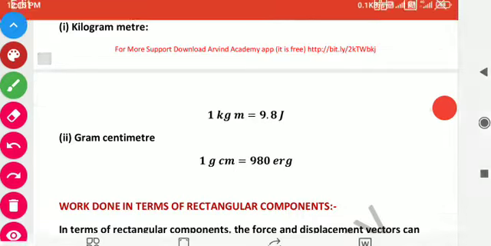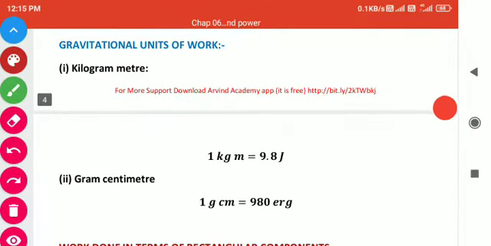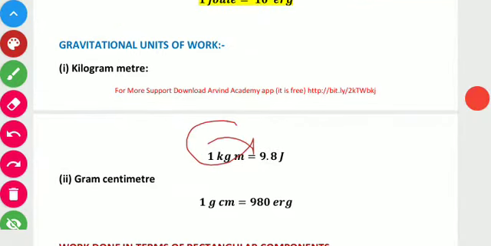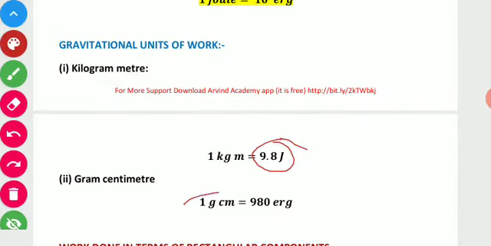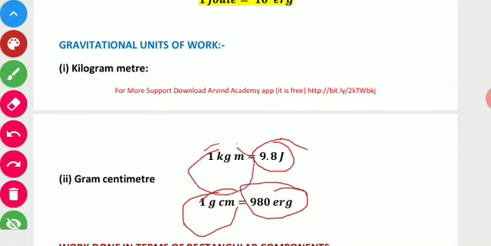Gravitational units of work are the kilogram meter, which is equal to 9.8 joule. And also we have gram centimeter, that is 980 erg. So these are the gravitational units, kg meter and gram centimeter.